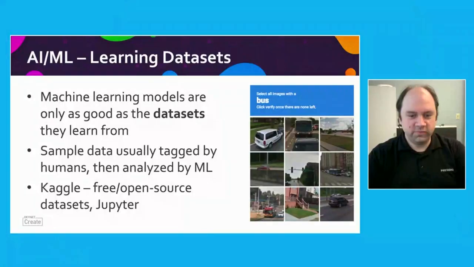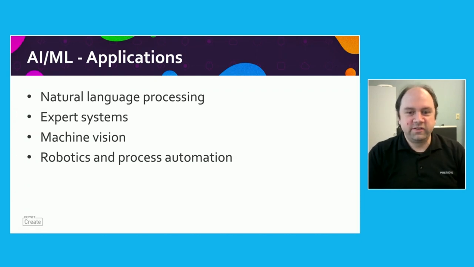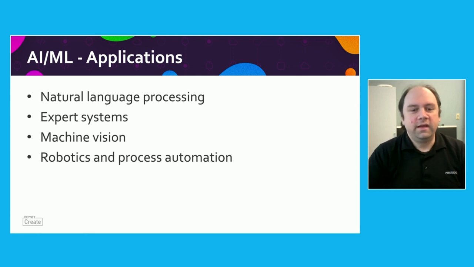If you want to play with this yourself, Kaggle.com has a whole bunch of free and open source data sets to load in and try for all sorts of different applications. A lot of different things you can do with AI/ML. The one we're using here is called natural language processing. That's the part of machine learning that has to do with analyzing sentence structure and paragraphs and the intent behind a sentence versus just the structure of it.